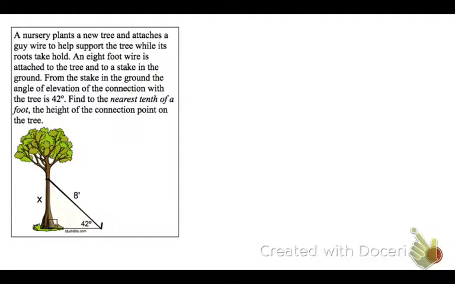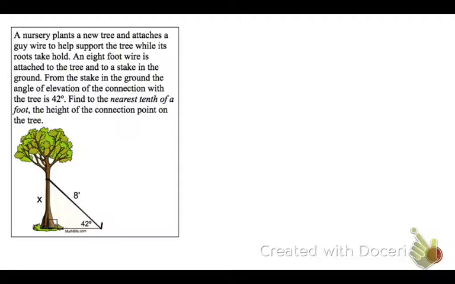In this problem, a nursery plants a new tree and attaches a guy wire to help support the tree while the roots take hold. An 8-foot wire is attached to the tree and to a stake in the ground. From the stake in the ground, the angle of elevation of the connection with the tree is 42 degrees. So to the nearest tenth of a foot, find the height of the connection point on the tree. So the triangle is drawn for you, so you look at what you know and what you want to know. You know the angle, 42 degrees.